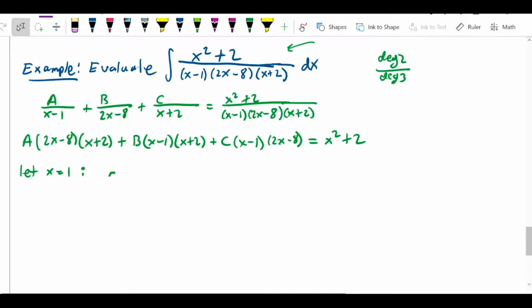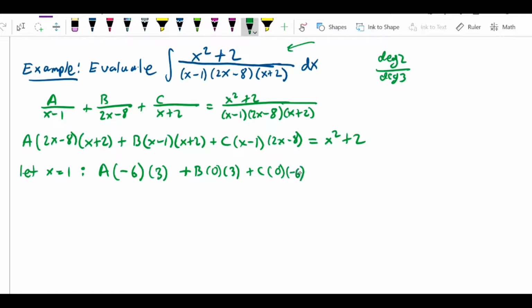So we're going to let x equal 1, and we're going to substitute that into this big equation that we have here. So that's going to give us A times 2 times 1 minus 8, which is negative 6, and 1 plus 2 is 3. Then we have B. When I substitute in 1, I'm going to get 1 minus 1, which is 0, and 3. And with C, I'm going to get 1 minus 1, also 0, and then negative 6. The important point here, of course, is that I got zeros in one of the factors next to B and C, so those are just going to drop out.